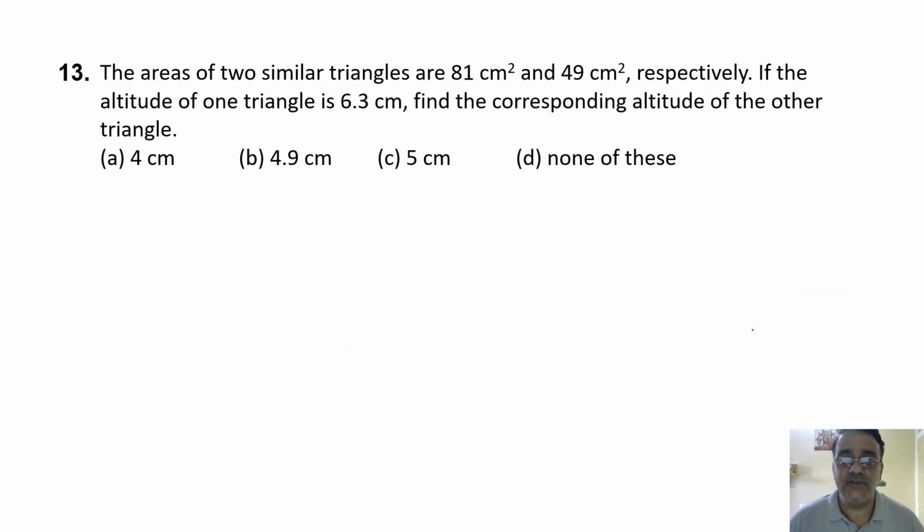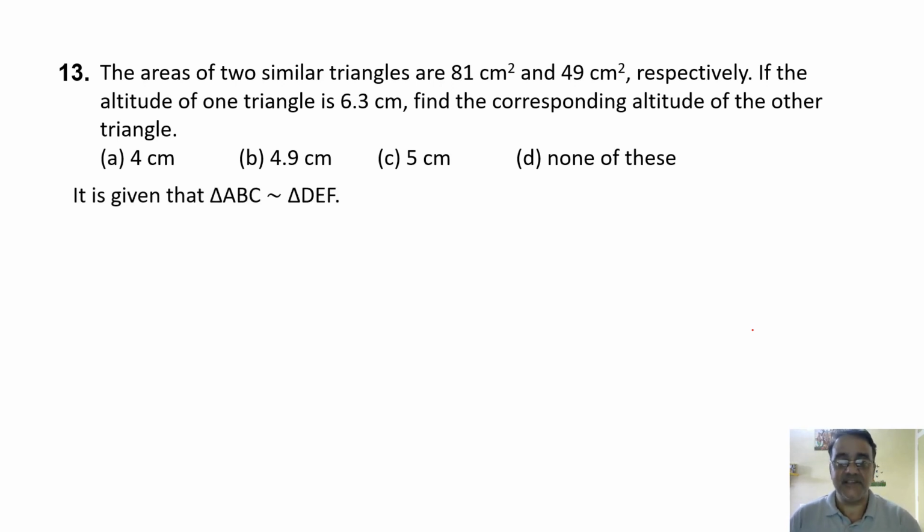The areas of two similar triangles are 81 centimeter square and 49 centimeter square respectively. If the altitude of one triangle is 6.3 centimeter, find the corresponding altitude of the other triangle. So again the question is related with altitude. Okay, so we'll start with the same step that we did in the 12th question.